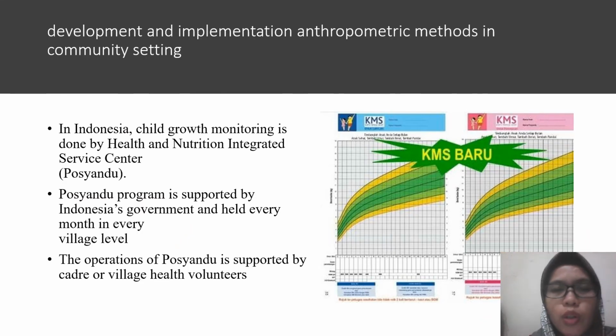Right? We go to the development and implementation of anthropometric methods in community settings. In Indonesia, child growth monitoring is done by the Health and Nutrition Integrated Service Center, namely Posyandu. The Posyandu program is supported by the Indonesian government and held every month at every village level. The operation of Posyandu is supported by cadres or village health volunteers.